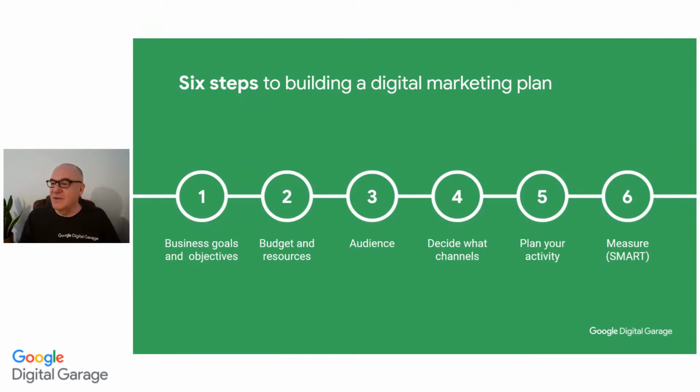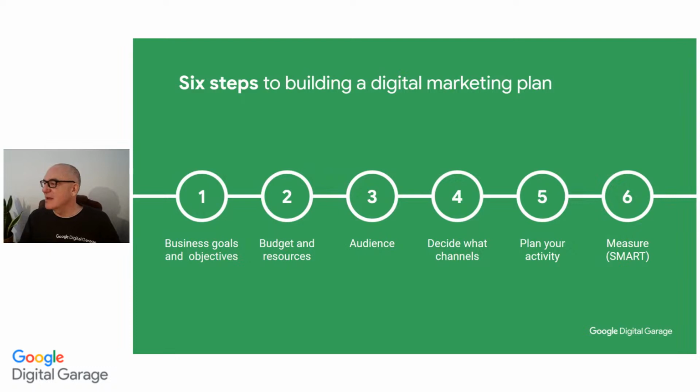We're going to go through to business goals and objectives as step 1. We're going to look at our budget and resources, step 2. We're going to identify our key audience, step 3. We're going to decide what channels are going to be applicable to us, step 4. We're going to be planning our activity, what we're actually going to be doing, step 5.